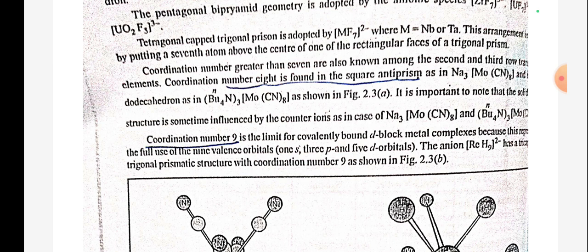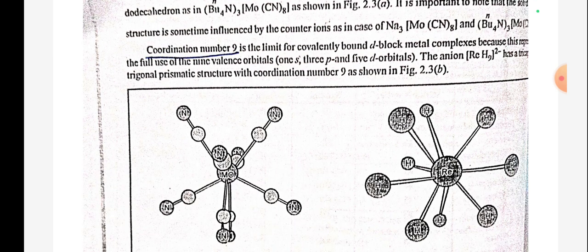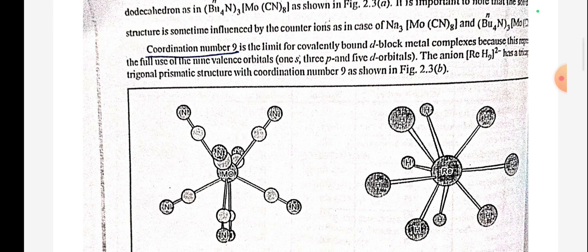and Ba4[MoCN8]3. Coordination 9 is the limit for covalently bound d block metal complexes because it represents the full use of 9 valence orbitals: one s, three p, and five d. The anion [ReH9]²⁻ has the tricapped trigonal prismatic structure with coordination number 9, as shown.